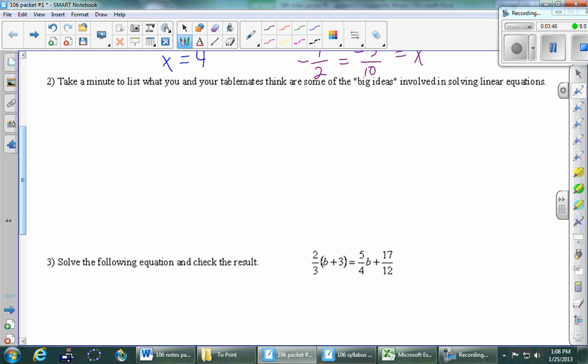Okay, so let's just do this as a group. There's not too many of us. Anything that comes to mind in terms of solving linear equations, just shout it out. Great. Other things. AX plus BY equals C. Thank you.